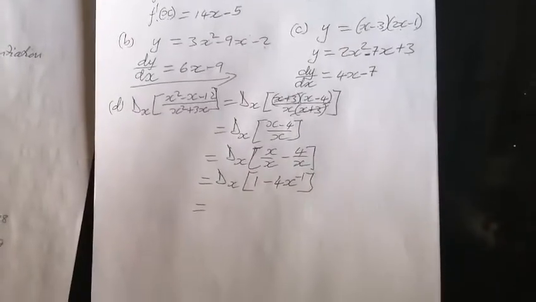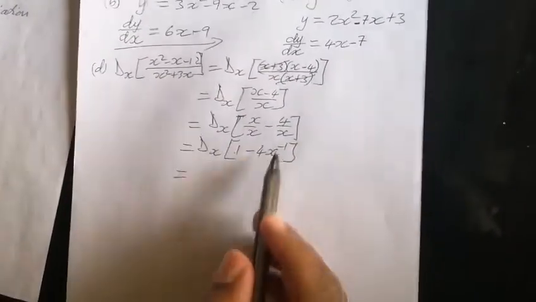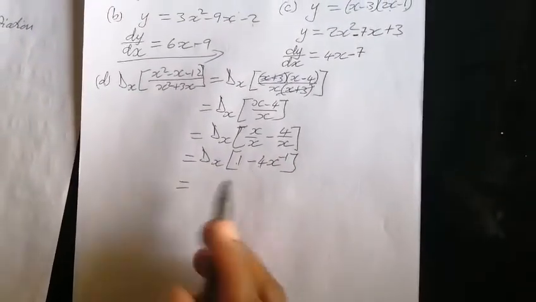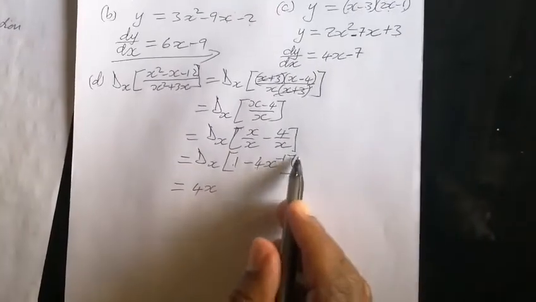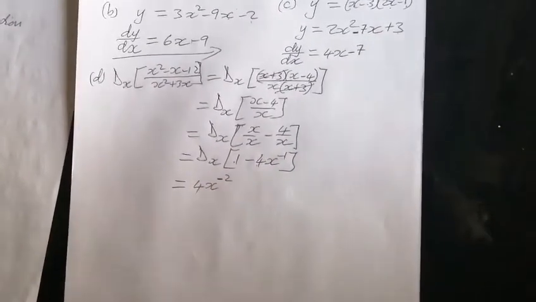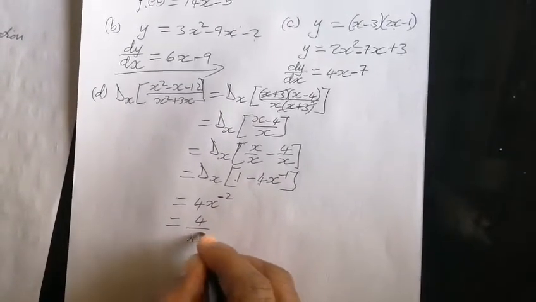Now we are differentiating. Differentiate a constant, we get a 0. Then minus 1 multiplies minus 4, we get 4. X to the power minus 1 minus 1, that's minus 2. And then this gives us 4 over x squared.